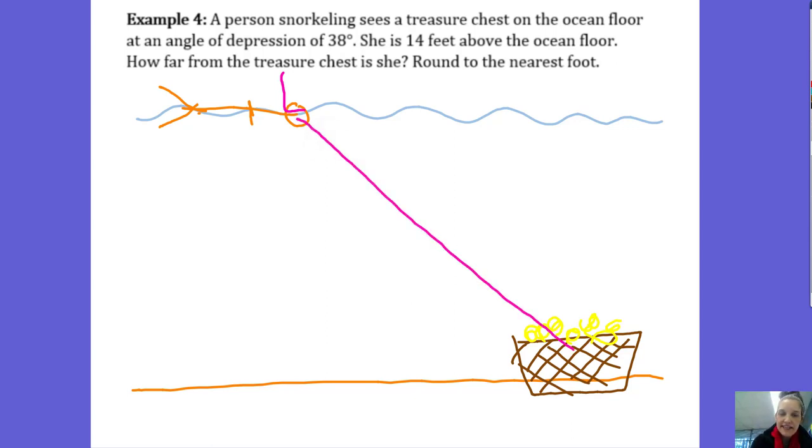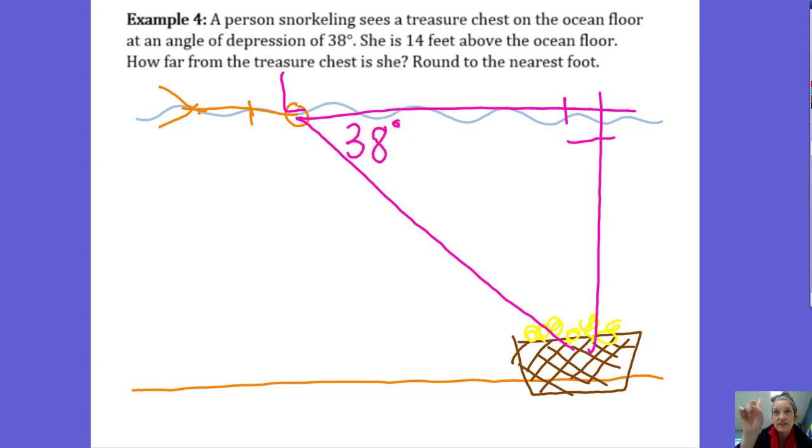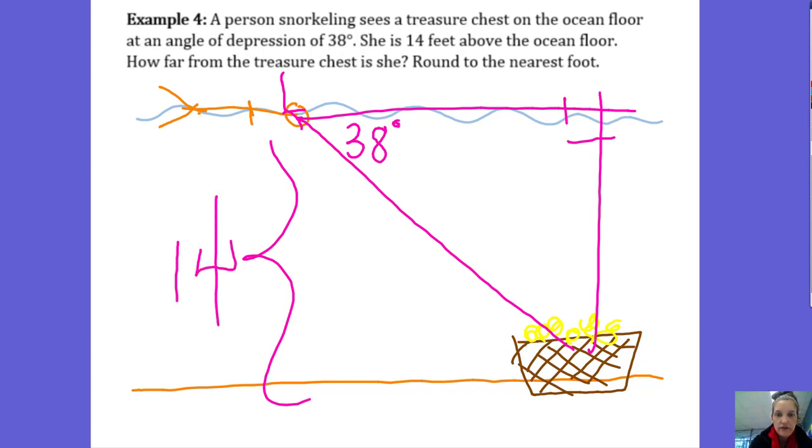So there's our line of sight. We also have to have our horizontal line, and here's our right triangle. So here's our angle of depression of 38 degrees. So that person is looking down at the treasure chest below them. And our snorkeler is 14 feet above the ocean floor. So this is 14 over here. And then we are trying to figure out how far from the treasure chest is she.